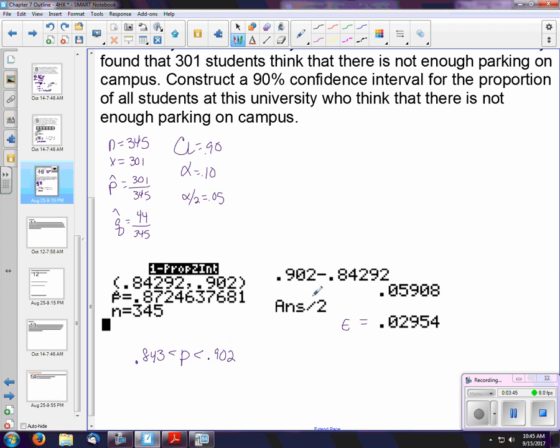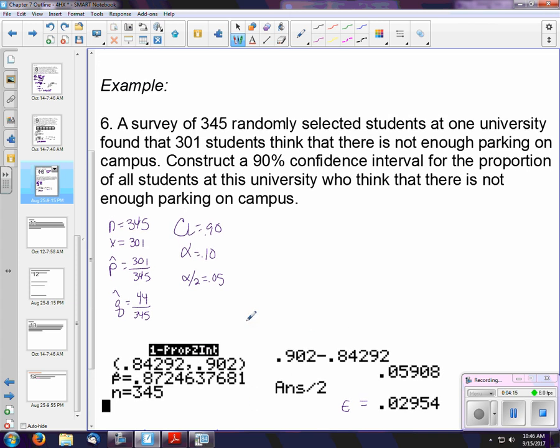So what have we found here? It's the same concept that we talked about earlier, but now we've taken a sample of 345 students to answer basically a yes or no question. Yes, there is enough parking. No, there is not enough parking, right? So the idea here is that when you get that interval, those are actually percentages. So we can be 90% confident that between 84% and 90% of students do not believe there is enough parking on campus. If instead you prefer to do these by hand, then feel free.